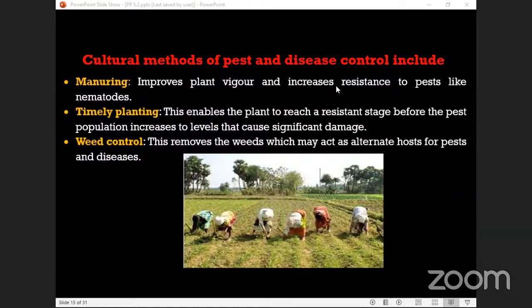And then the other is weed control. A weed is an unwanted type of plant in the garden. And when we remove these weeds, we are able to remove the alternate hiding places for the pests. And hence, we are able to control pests in a cultural way. Are you able to see this picture here? These people are doing weeding and they are removing the weeds from the garden.